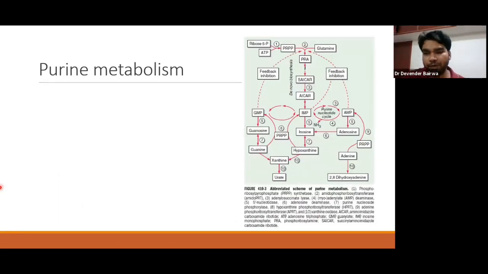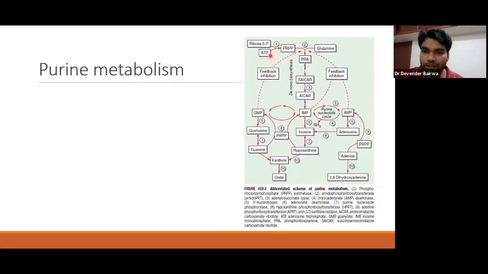So coming to purine metabolism, I know this figure looks very horrible, but let's try to understand it in a simpler way. You need not mug up this figure, but you should understand the basic steps which are occurring. So let's say we start from 1, 2, 3, and then go further.